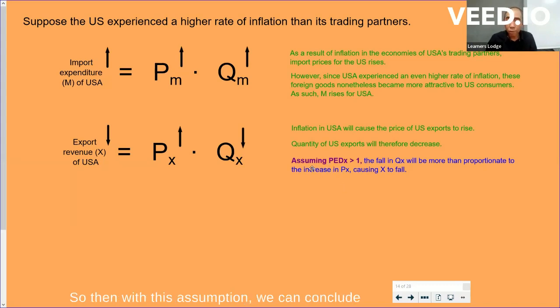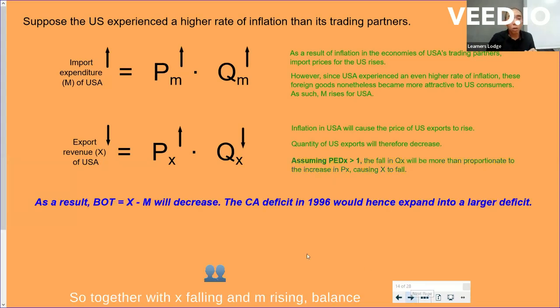All right, so with this assumption, we can conclude that X should have fallen for America. So together with X falling and M rising, the balance of trade, which is X minus M, would decrease. Now, based on the data we saw earlier, the current account was in deficit in 1996, a $124 billion deficit. So what would happen when the balance of trade worsened? The balance of trade would have worsened to turn the deficit into a larger deficit. This would be one possible reason and the explanation that we will provide. So that's point number 1.